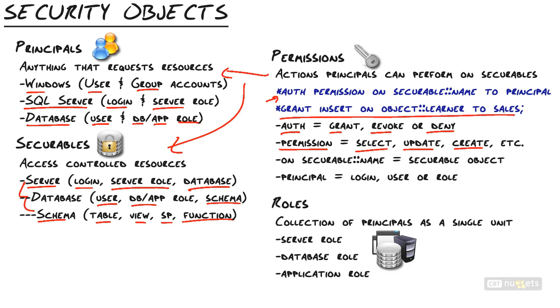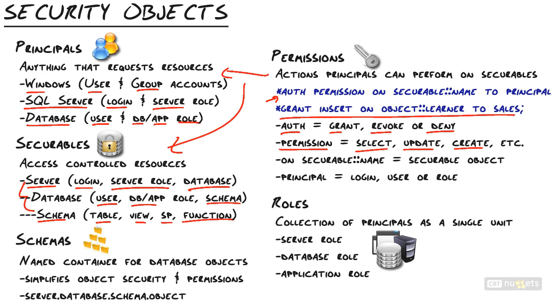Another important security object here is roles. Roles just allow us to group principals together, because if you have thousands of users, you're not going to want to manage those users at the individual level. You're going to want to group them together by department or job function responsibility, so it'll make security that much easier. One more important security object here is schemas.